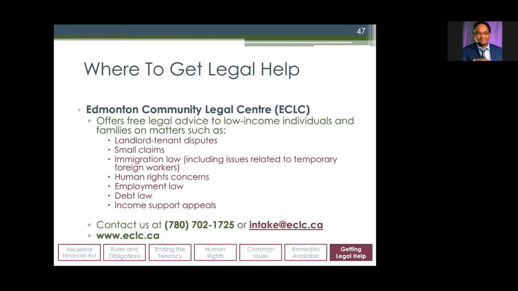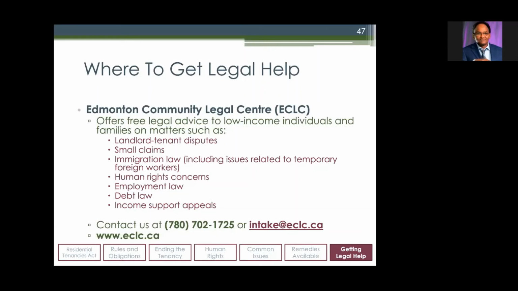So lastly, I have a few resources to tell you about in terms of actual places, organizations, services where you can get legal help. I work for the Edmonton Community Legal Center. The contact information is on the slide. We help with landlord-tenant issues and disputes. We don't charge at all, but we are an income-based eligibility service.